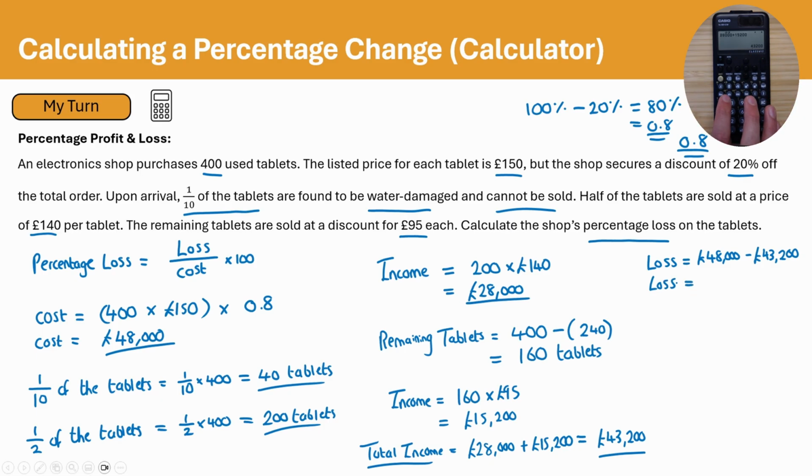43,200 is already in my calculator as the answer. All I have to do is do 48,000 and then I subtract the answer. Remember that's stored as the 43,200. Gives us this, so £4,800 loss.